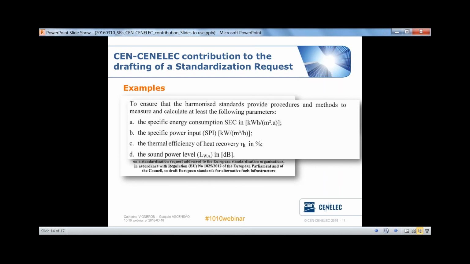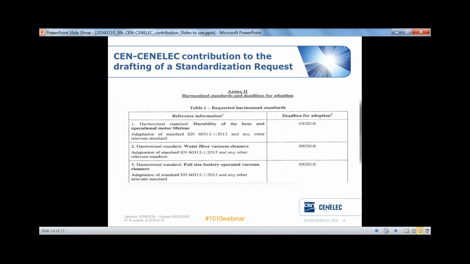This next slide also shows you the technical details of a standardization request. In certain cases, the standardization request is very detailed, and as you can see, is asking for specific test methods or procedures to assess technical parameters in products. Finally, in all standardization requests, you also find a final table that essentially puts clearly what is the request. On the first column you will see the expected outcome, so a European standard, and in the second column you will see the deadline for adoption. Those are the deadlines that we should fulfill.